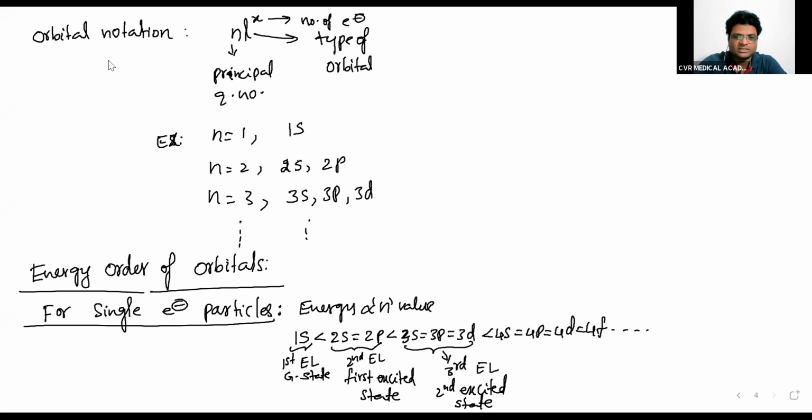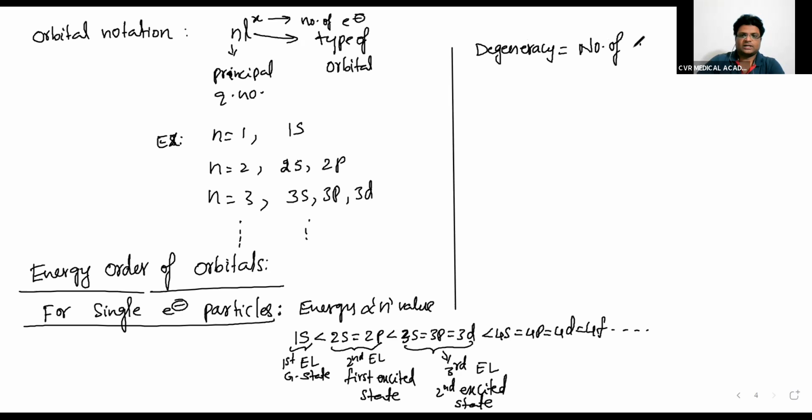Here we have a term, degeneracy of a particular energy level. Let me first tell you what it is. You must know degenerate orbitals. What is a degenerate orbital? Orbitals having the same energy, isn't it? Degenerate orbitals are the orbitals which have the same energy. Degeneracy means the number of degenerate orbitals.